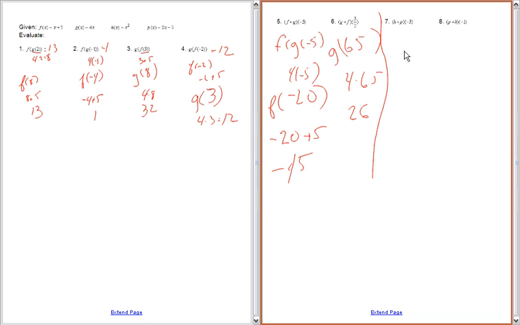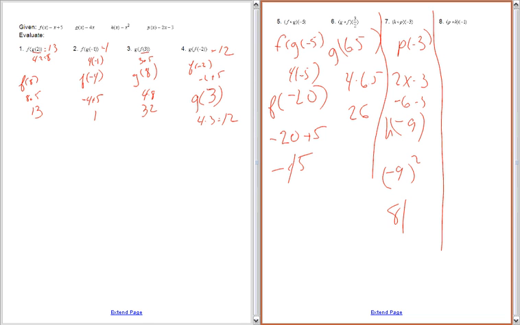I've got the h of p function, h of p of negative 3. Well, I need p of negative 3 to start. Well, p is 2x minus 3, so that's negative 6 minus 3, which is negative 9. Now I need h of negative 9. Well, negative 9, the whole quantity squared is 81.